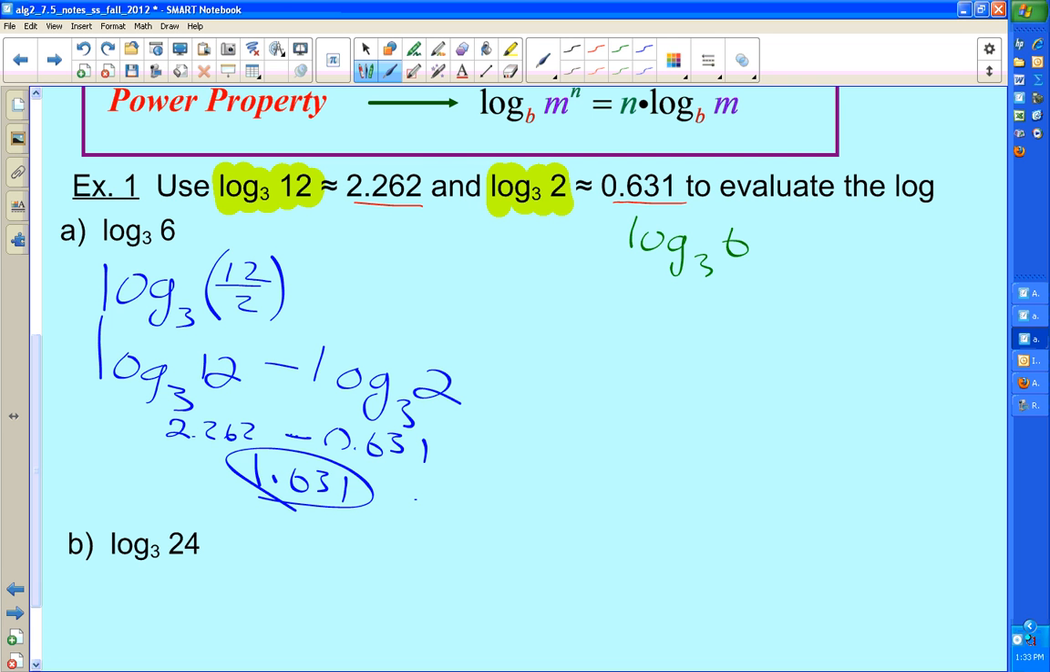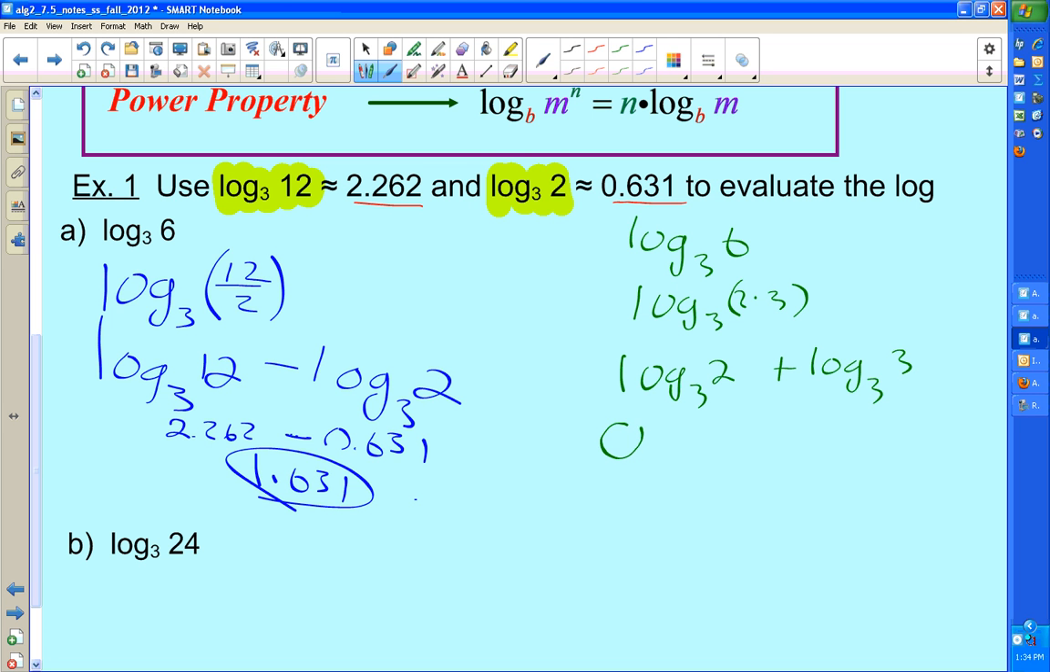What's another way to write 6? 3 times 2. If you do log base 3 of 2 times 3 or 3 times 2, the order doesn't matter. How can we apply the product property now? Log base 3 of 2 plus log base 3 of 3. What's log base 3 of 2?